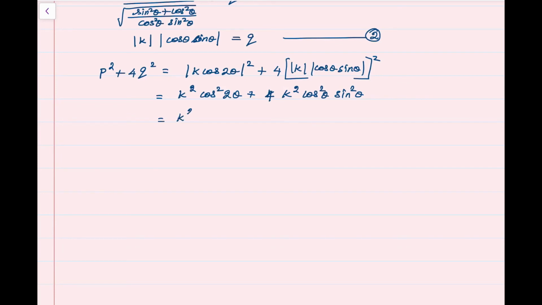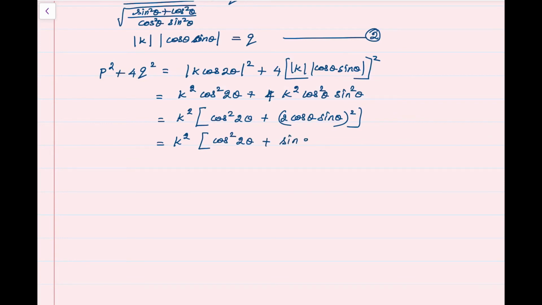K square is common. We get cos square 2 theta plus, I can write this as 2 cos theta sin theta the whole square, which is k square times cos square 2 theta plus 2 cos theta sin theta is sin 2 theta. Therefore, it is sin square 2 theta. This becomes 1. Therefore, the answer is k square. That's what we have to prove. P square plus 4q square is equal to k square.